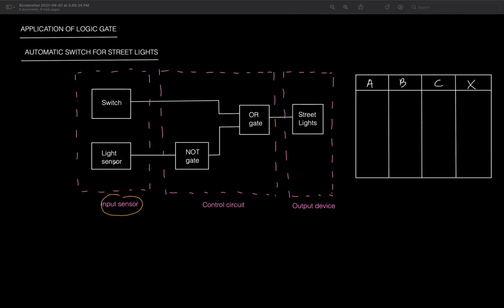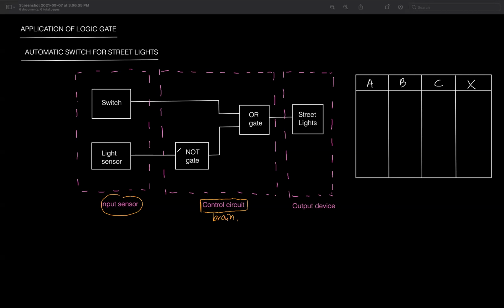Okay, whether there is a flow of current or no flow of current. What the sensor does is that they send current. The function of a sensor is to detect and then send current, or not send current. And then you have the control circuit inside. So this control circuit is what I said is the brain of the computer. Okay, so this part is the brain.